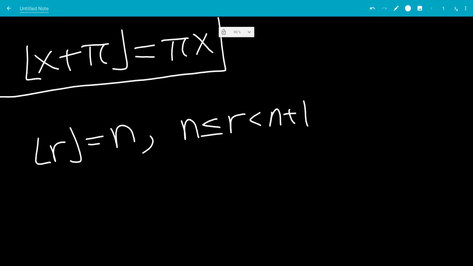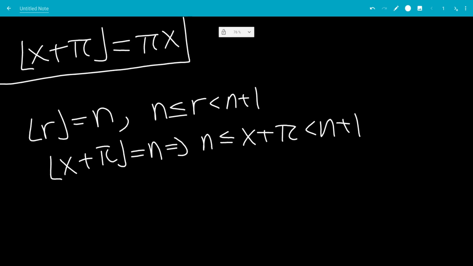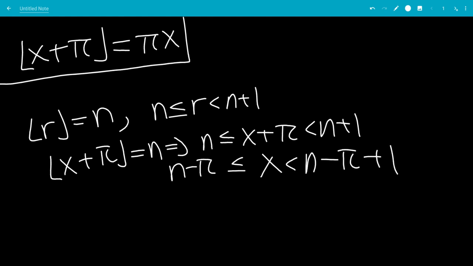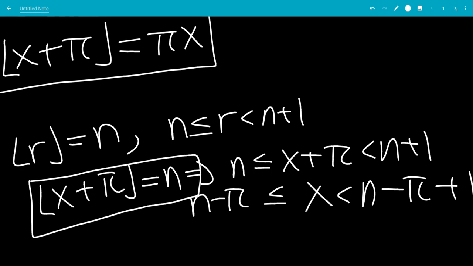Okay, so let's assume that the floor of x plus pi equals n, which means that we have n is greater than or equal to x plus pi, less than n plus 1. And then we can subtract pi on both sides, leaving us with x is less than or equal to n minus pi, less than n minus pi plus 1.